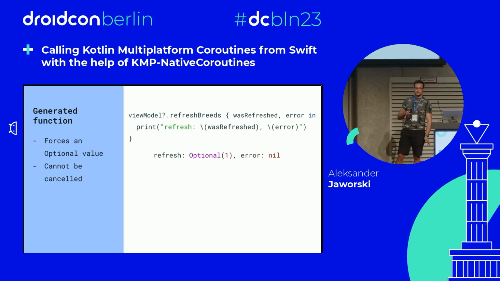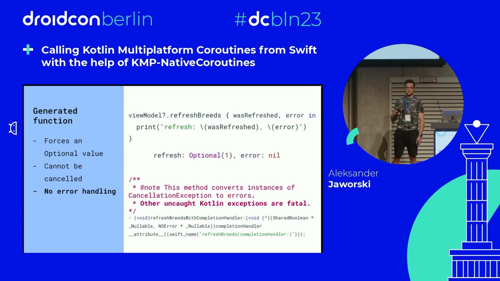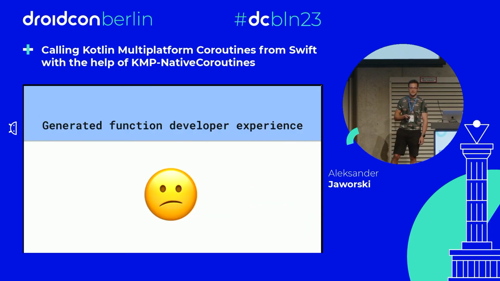And the print looks a little bit worse because we have an optional value here. This means that any suspending function which is called will return an optional value, or it will return an error. So we don't have the luxury of having non-null return values here. Also, we can't cancel it, and there is no error handling. You might think so because there is an error parameter there, but actually this only concerns the cancellation exception. If any other exception happens, the iOS app will just crash. So the user experience is not so good, to be honest. But we can do better.